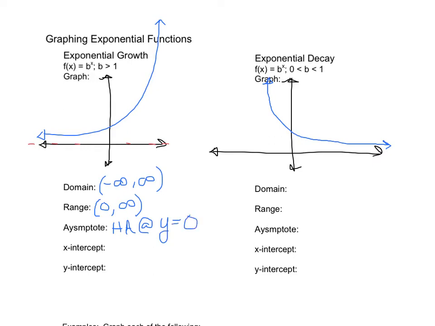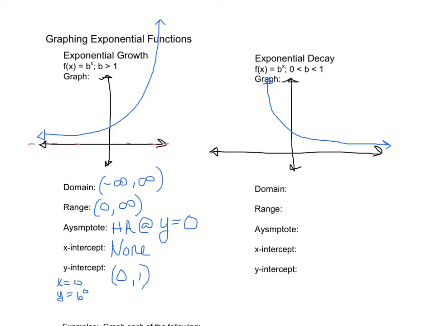Remember, the x-intercept is where I cross the x-axis, but since I never actually cross or touch the x-axis, I'm going to say there is no x-intercept. And my y-intercept, remember, I find by plugging 0 in for x. So when I plug 0 in for x, I have f of x, or y, equals b to the 0. Even though I don't know what my b is, I do know that anything raised to the 0 power, think back to algebra, is just 1. So my y-intercept is going to be (0, 1).